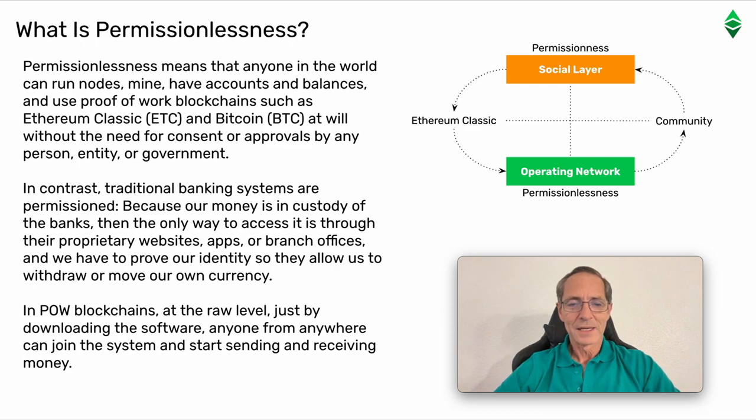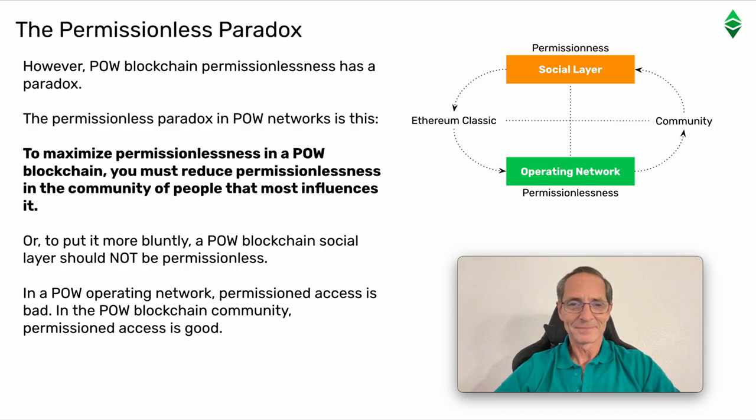In contrast, traditional banking systems are permissioned. Because our money is in custody of the banks, the only way to access it is through their proprietary websites, apps, or branch offices, and we have to prove our identity so they allow us to withdraw or move our own currency. In proof-of-work blockchains at the raw level, just by downloading the software, anyone from anywhere can join the system and start sending and receiving money.